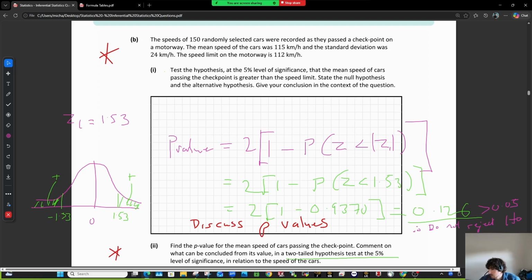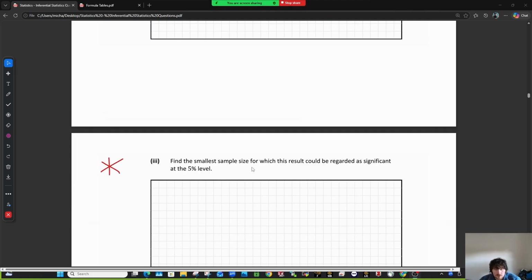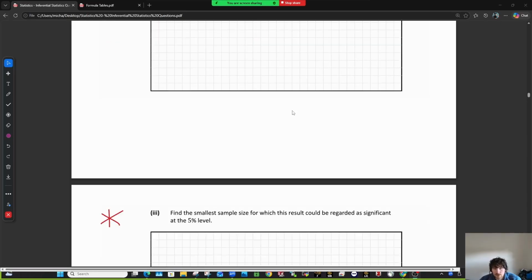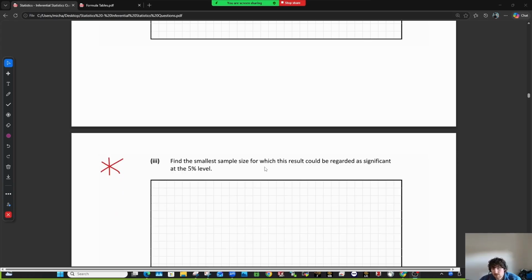Let me clear that away, get on to our next question. I was just scrolling along here looking for the next one. It turns out there's a very interesting part 3 on this question, and it will be linked to the part we just did before. It says: find the smallest sample size for which this result could be regarded as significant.